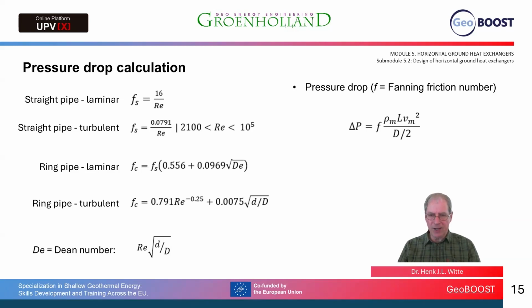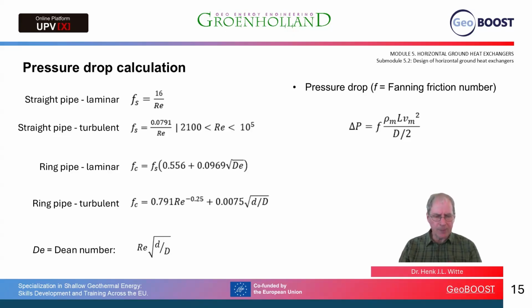We use the Fanning friction number, so the delta P, the pressure drop, is calculated as a function of f, the Fanning friction number, with the density of the fluid, the length of the pipe, the velocity of the fluid flow, and the hydraulic diameter of the pipe, which is given in the formula to the right. And then we can see that for a straight pipe, the friction factor at laminar flow is 16 divided by Reynolds. For turbulent flow, it becomes more complicated, and we need different methods to calculate this. But with the Fanning friction number, it is a function of a ratio between 0.0791 divided by the Reynolds number.